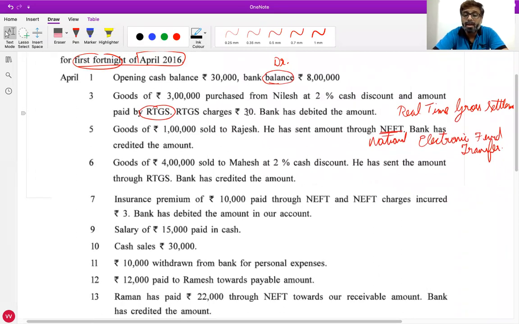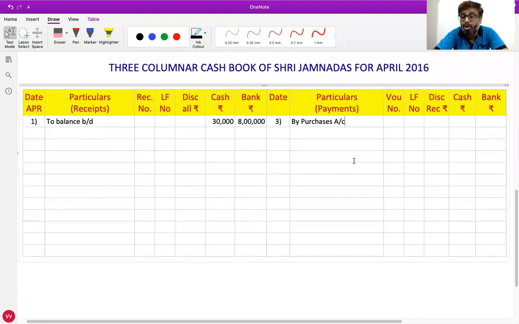Now first record the amount in the discount column. What is 3 lakhs into 2%? Count the discount. 3 lakhs into 2% is 6,000. So this is discount received. REC means received and ALL means allowed. Credit side discount is discount received. Debit side discount is discount allowed. Is this 6,000 clear to everyone?